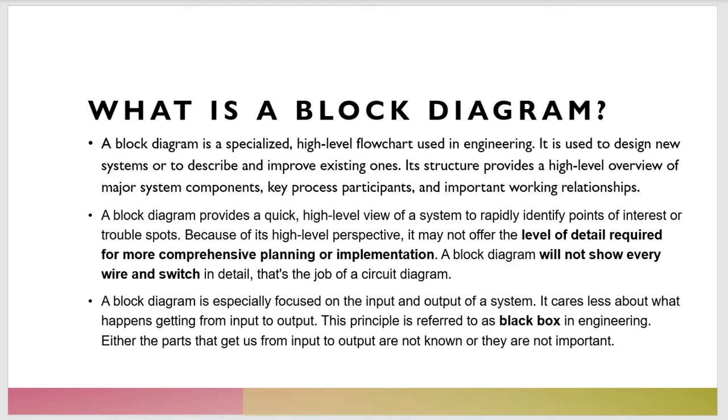Because that is what we call a flow chart. So a block diagram will not show every wire and switch in detail. The one that details the planning is the circuit diagram. Now a block diagram is specially focused on the input and output of the system. So it does not concern what happens between input and output. That principle is called black box in engineering. So either the parts that get us from input to output are not known or they are not important. So it does not include the process.